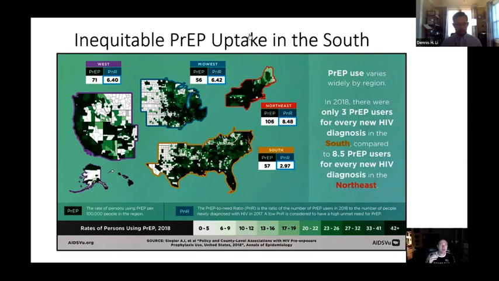So even though the rate of PrEP use looks comparable between the Midwest and the South, when you account for the fact that the South has many more new HIV diagnoses, and we'd like for the South to have a proportionately higher uptake of PrEP to reflect that high number of diagnoses, the South has the lowest PrEP-to-need ratio of any region in the country.